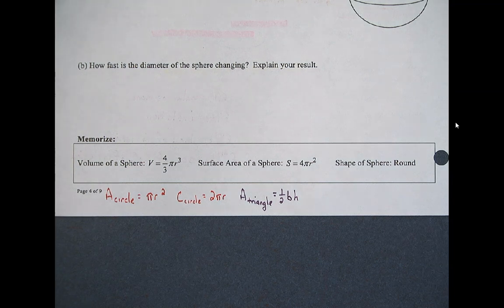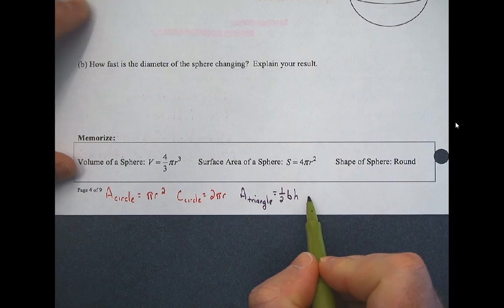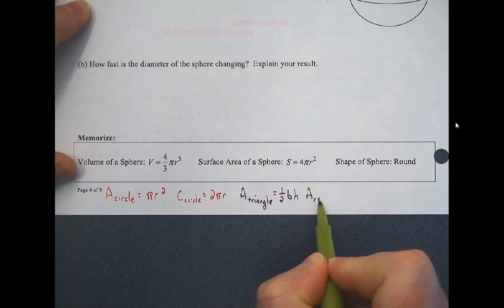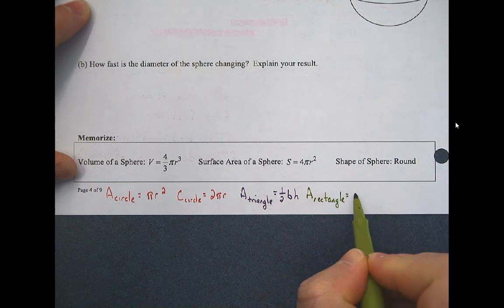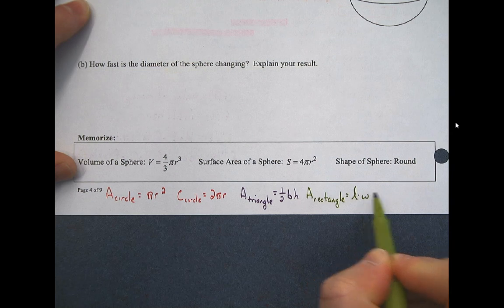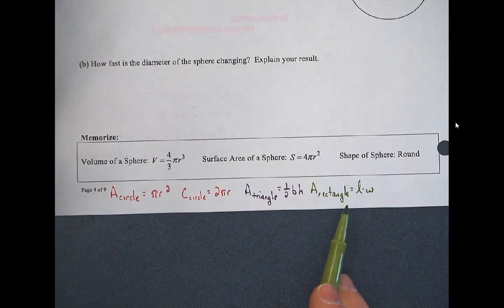What else? Area of a rectangle is length times width. So that also is the formula for a square, except the length and the width are the same number. And I'm going to bring this one up now, even though you probably won't remember it. We're going to use it later on.